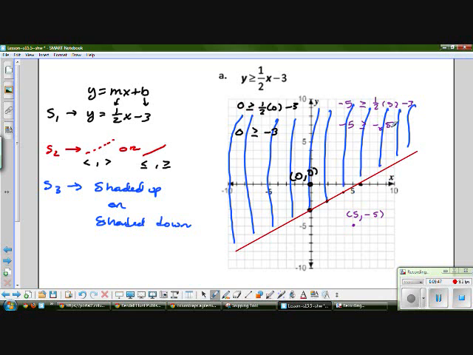So really quick, we're going to graph the equation, decide the line, and then shade up or shade down. And if we're not quite sure by looking at the inequality, we can pick test points and do it that way. So let's try this again.